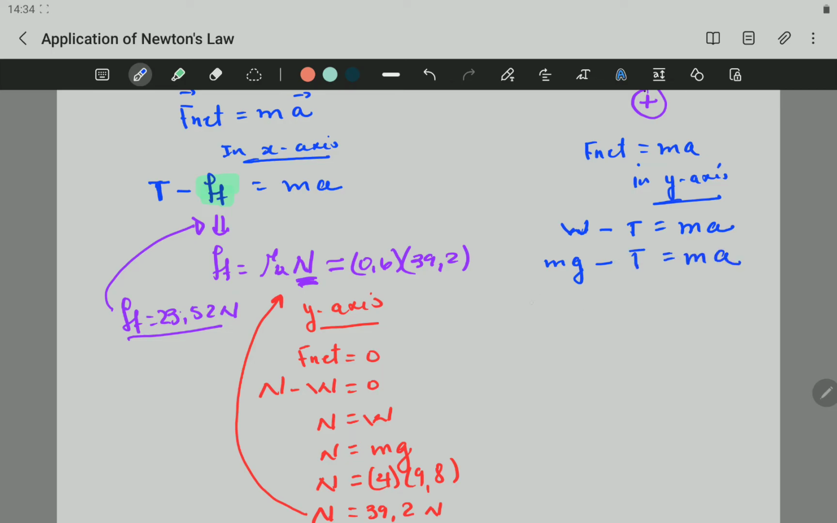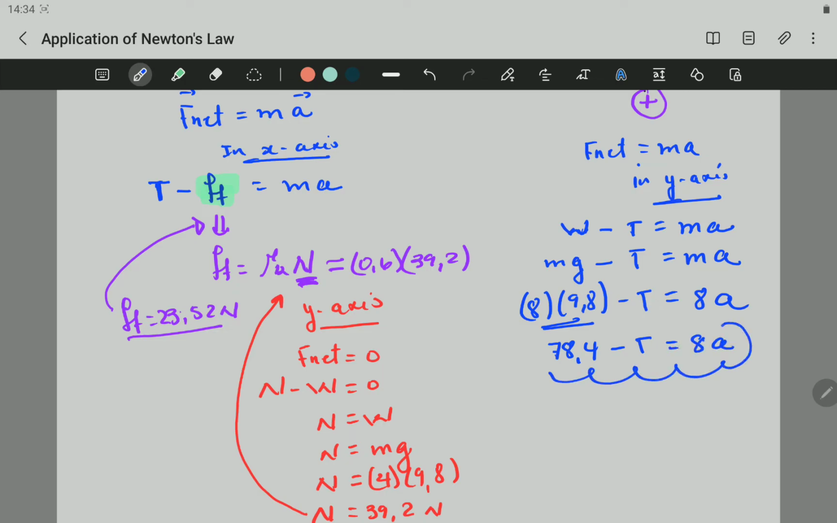If we substitute here, we have 8 multiplied by 9.8 minus tension is equal to 8a. If you calculate this number here, you will get 78.4. You have 78.4 minus tension is equal to 8a. We have two unknowns. We stop here, and there we have now equation number 2.